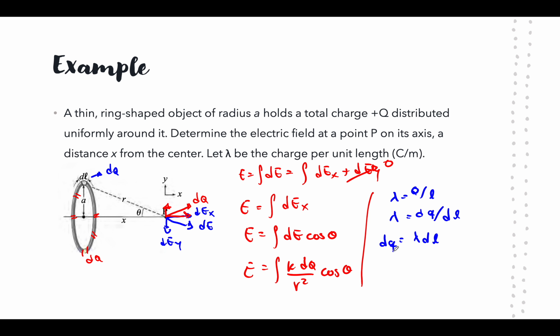And since the angle doesn't change, I can also say that cosine theta is going to be equal to adjacent over hypotenuse, and this is going to be equal to x over x squared plus a squared to the power of 1/2. All right, now with this in mind, let's continue working on our solution.